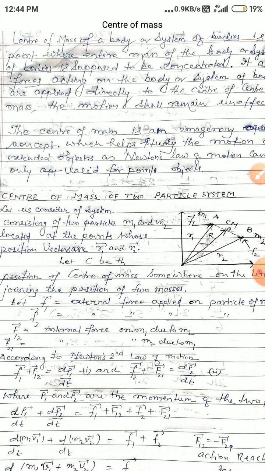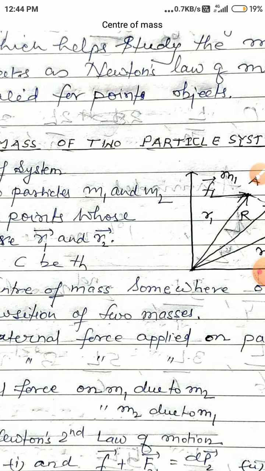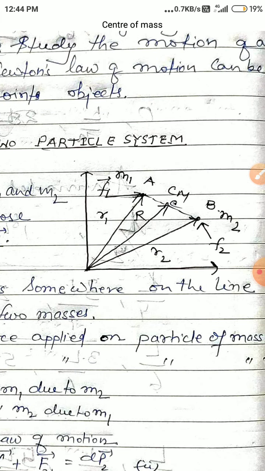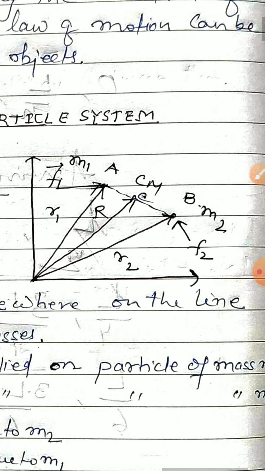Center of mass of two particle system. This will be our next topic. Here you can see the diagram. A system consists of two particles m1 and m2. Their position vectors are r1 and r2. F1 and F2 are the external forces acting on m1 and m2.